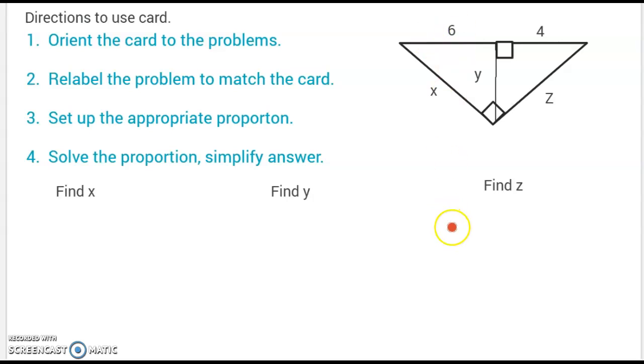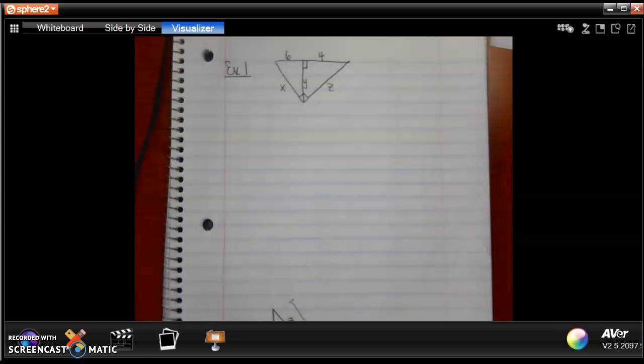Okay, so here's our problem. I have a right triangle with an altitude, and I want to find x, y, and z. So I'm going to find all of these variables. Okay, I'm given that this piece of the triangle is 6, this piece of the triangle is 4, and that's all I'm given. Okay, so now I'm going to switch views so that you can see my paper.